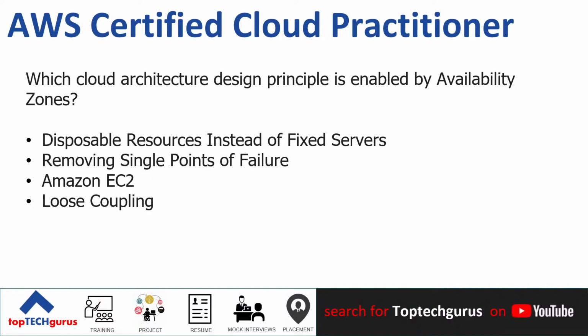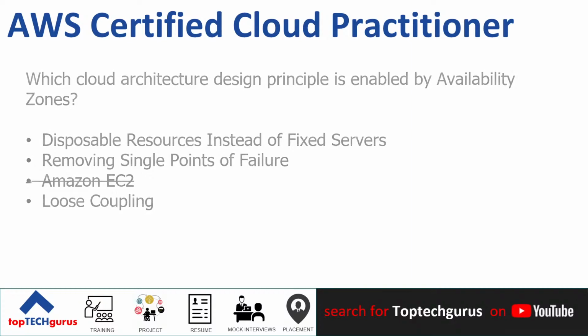The options given here are: disposable resources instead of fixed servers; second, removing single points of failure; third, Amazon EC2; and loose coupling. If you've heard of Amazon EC2, I think we can understand that that is probably not a design principle, and they're asking for design principles. What if you don't know what EC2 is?